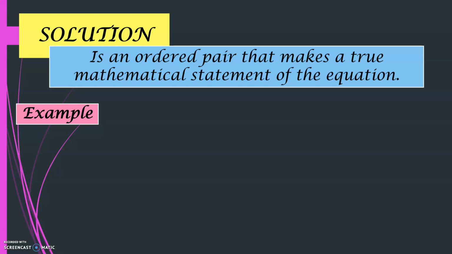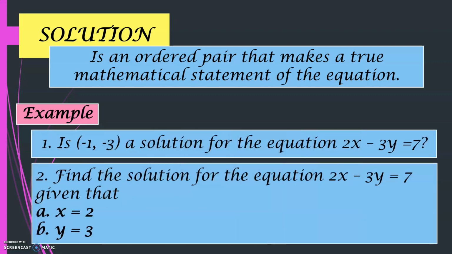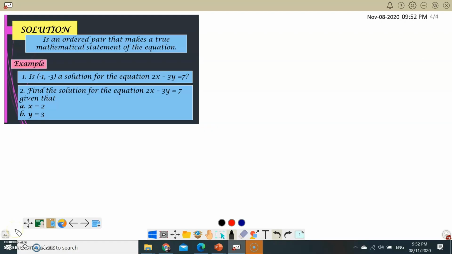Let's say, for example, is negative 1, negative 3 a solution for the equation 2x minus 3y equals 7? So we will find out. So let's try and determine if negative 1, negative 3 is a solution for the equation 2x minus 3y is equal to 7. So we have here negative 1 and negative 3.